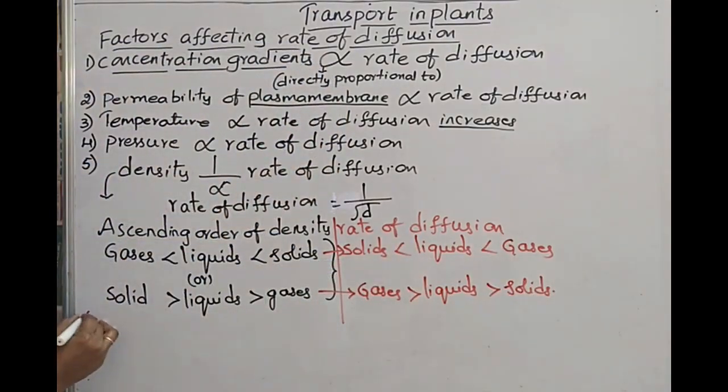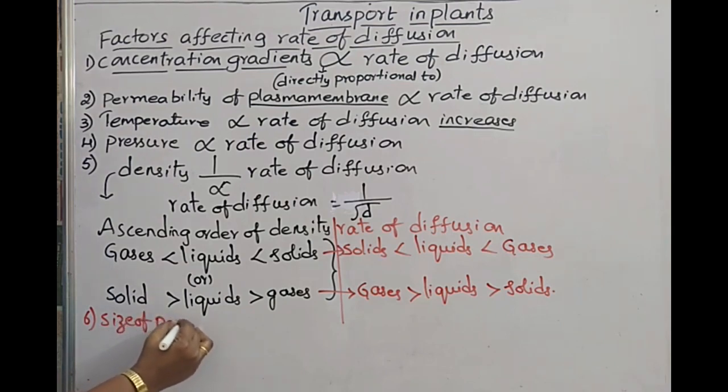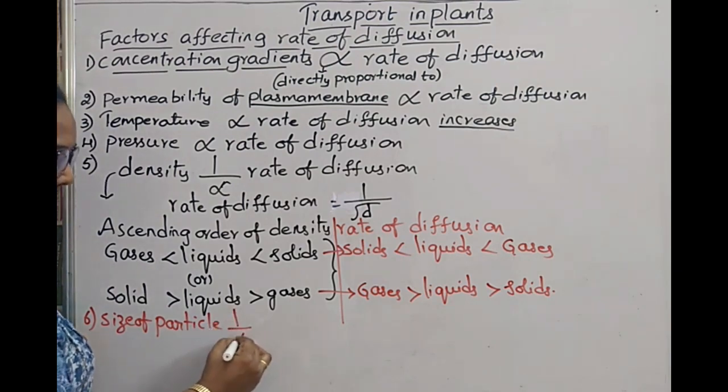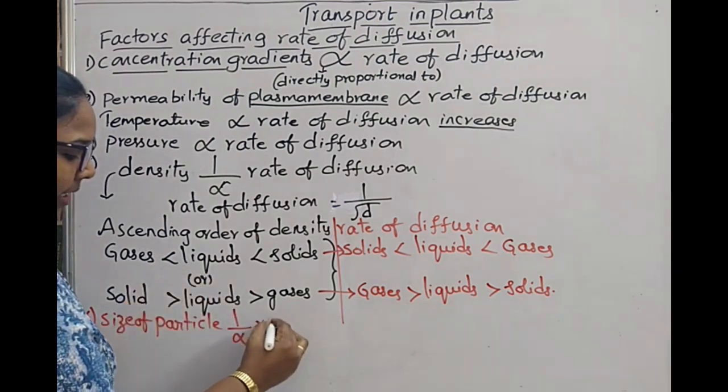Next, sixth one, size of particle. If the size of the particle is more, then the rate of diffusion will be less. So here also we can write it is inversely proportional to the rate of diffusion.